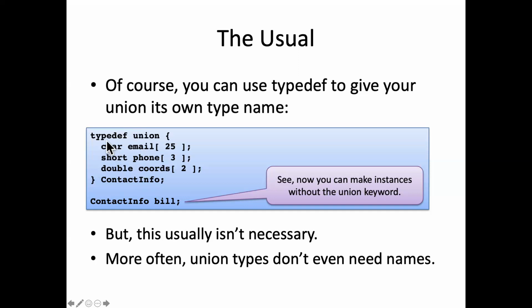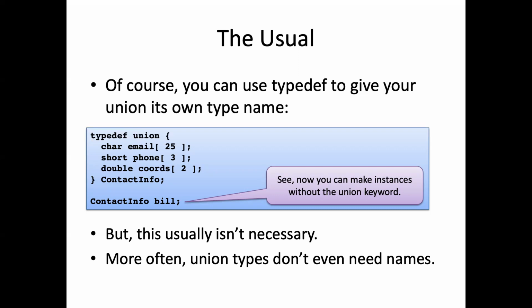Since I typedef that union to this name contact info, if I want to use that now, I don't have to say the word union every time, because I've got a short name for talking about that type. And this works just fine, just like it would for a struct. We don't end up doing this as much because often, like I showed, a union is used as a part of a bigger struct.